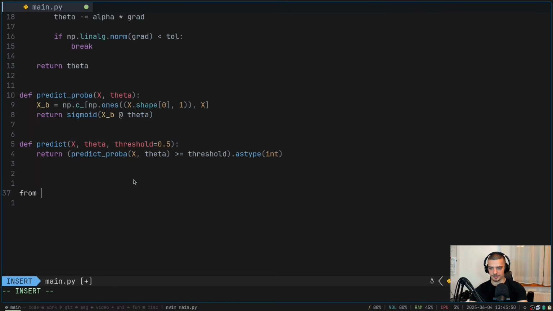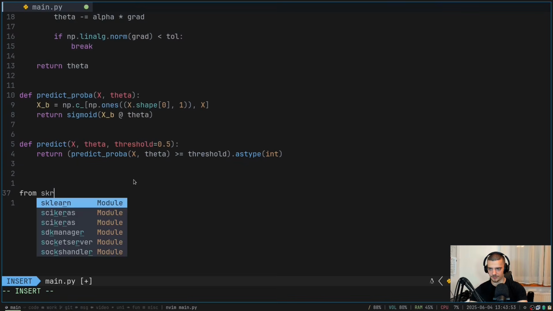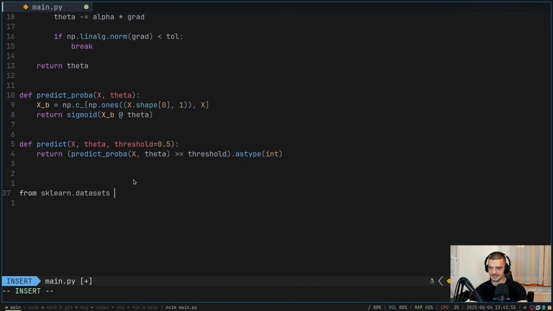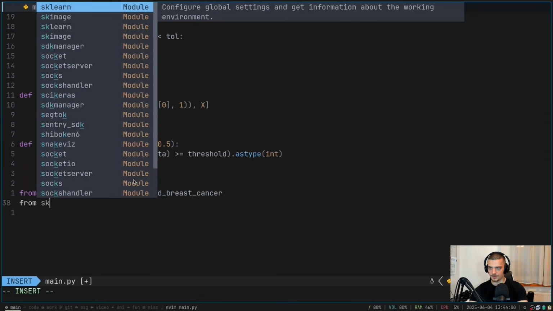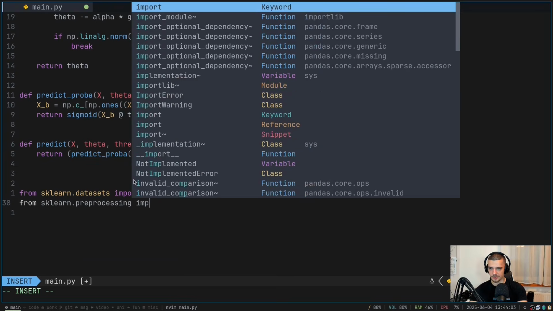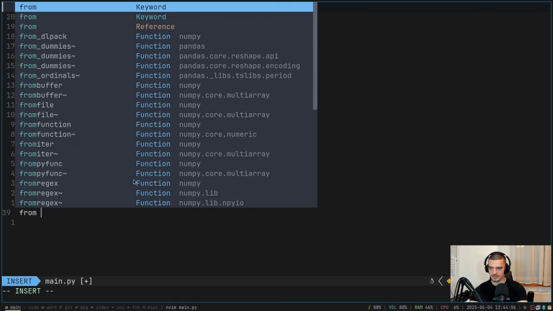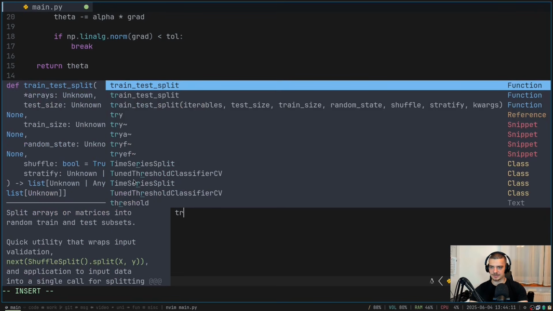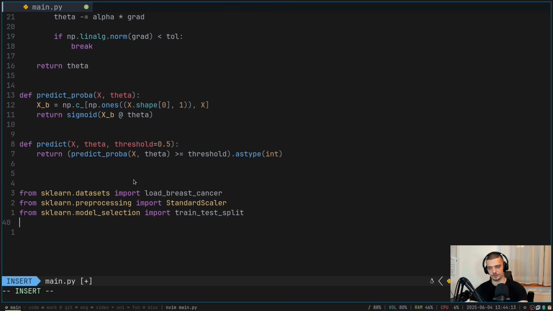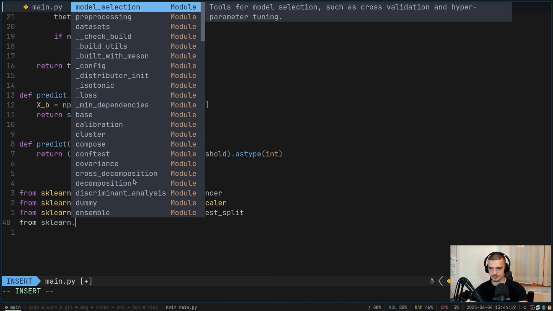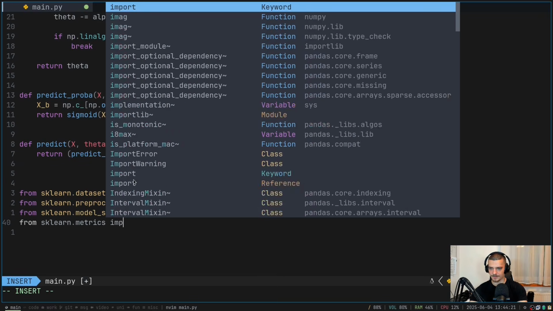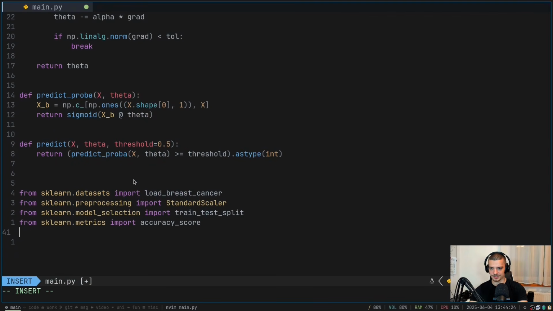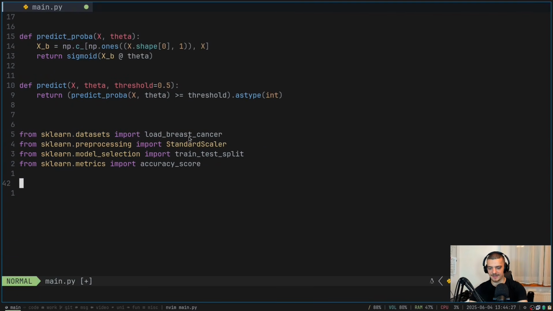And now down here, from sklearn.datasets, we're going to import the breast cancer dataset, so load_breast_cancer. From sklearn.preprocessing, we want to import StandardScaler. From sklearn.model_selection, we want to import train_test_split, so we have something for training and something for evaluation. And from sklearn.metrics, we want to import accuracy_score so that we can easily evaluate this.